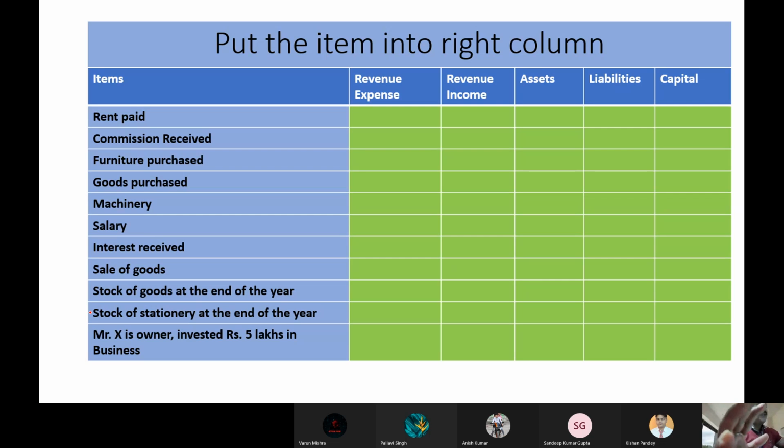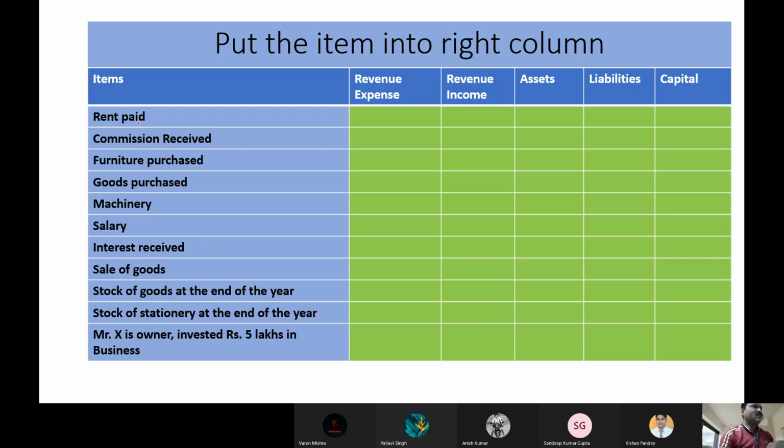So I have given the first column for the items, second for revenue expenses, third for revenue income, fourth one for assets, and next liabilities and capital. So now the particular item will be written in which column, you have to tick here only. Okay. So now students, I am explaining everything and putting the marks. You will note it down, whether what you are thinking is correct or not.